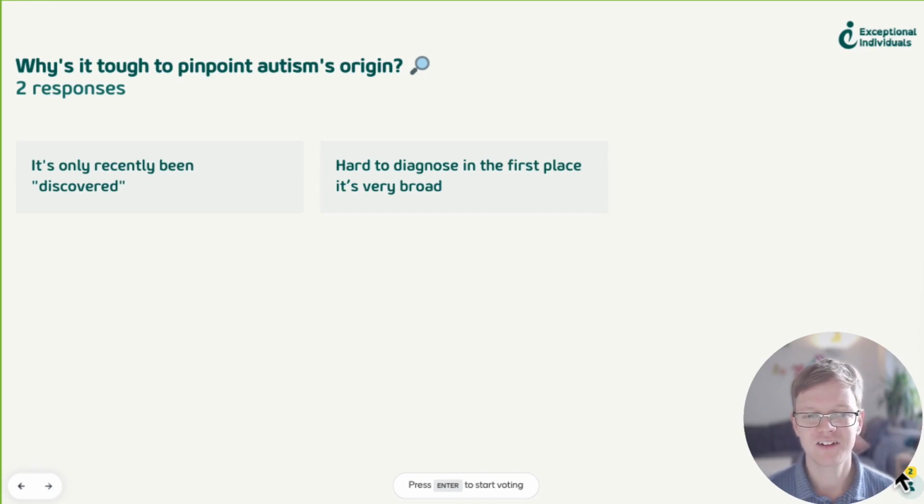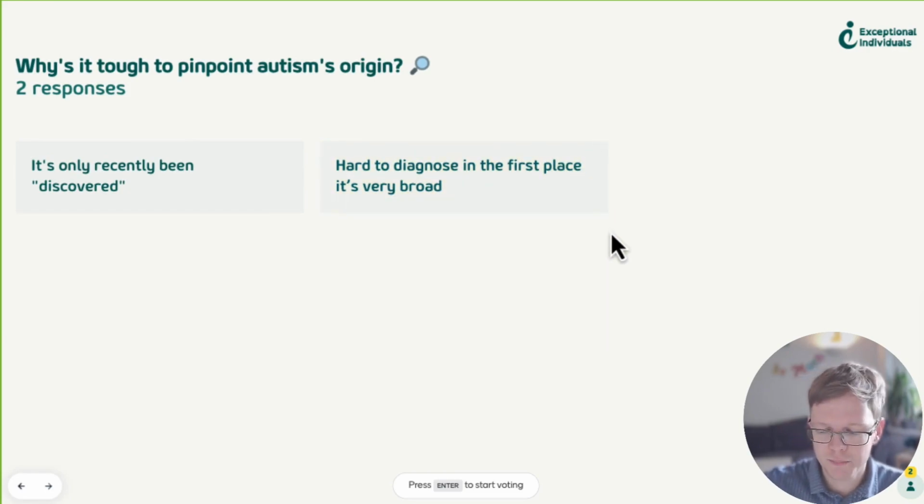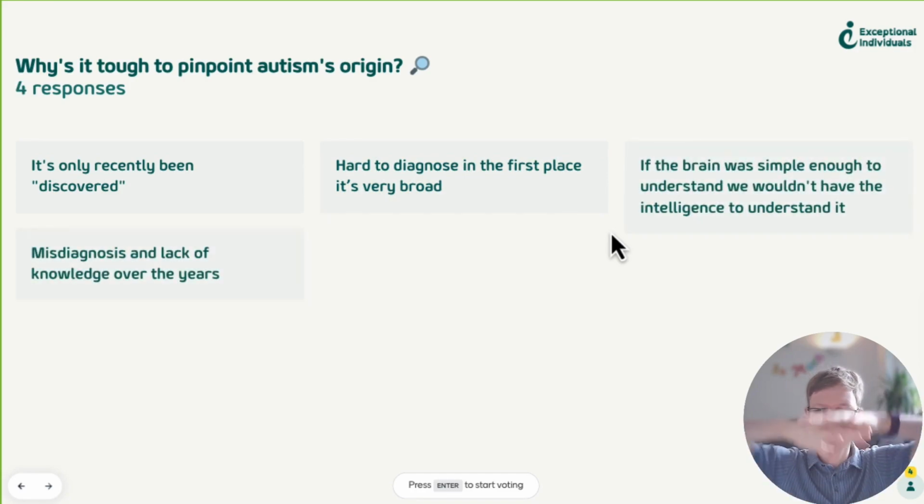And that we only diagnose it from appearances, through viewing behaviors, but we don't look from a brain perspective. It's hard to diagnose in the first place. It's very broad. Absolutely. It's a spectrum. A spectrum means it doesn't fit nicely into a category. There are some broad things that glue us all together, but really every single person is an individual.